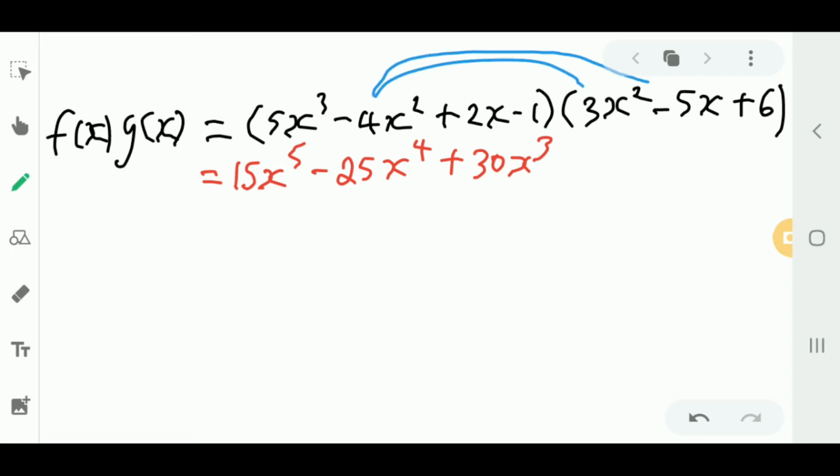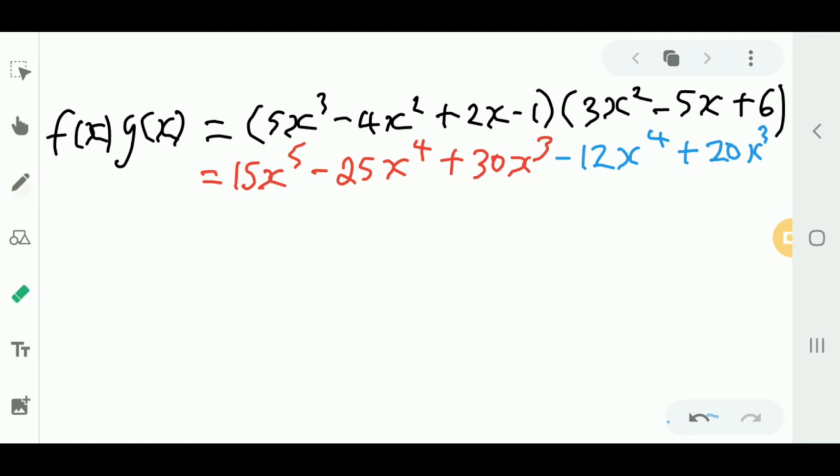Then we have to go and say minus 4x squared times this. Then we have to times it by this. Then we have to times it by this. So that's minus 4x squared times 3x squared, and that gives us minus 12x to the 4. Then we have minus 4x squared times minus 5x. That gives us positive 20x cubed. Then we have minus 4x squared times 6. That gives us minus 24x squared.